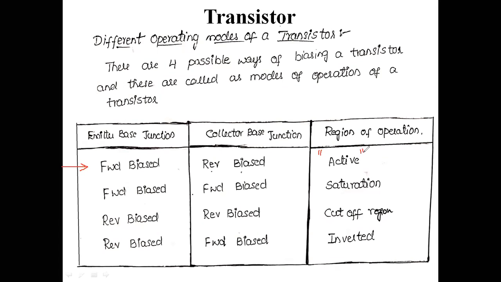This active region is very important for our transistor to be operated in active region. Then only this transistor can be properly operated, that is active region. The basic application of this transistor is the amplifier.